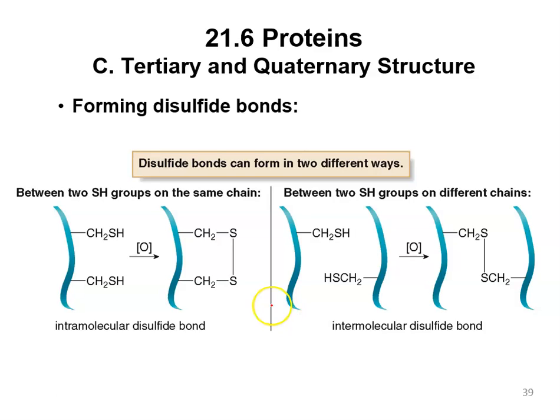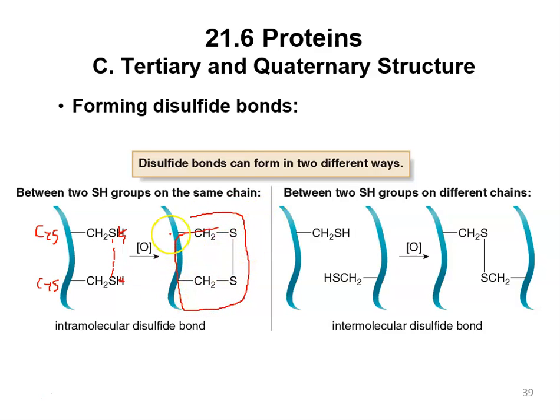So here's the formation of a disulfide bond that we talked about, where you have two cysteines, a cysteine here and a cysteine here. All right. When you oxidize it, you get rid of these hydrogens and the sulfurs bond. So here's kind of an example of a disulfide bridge. All right.